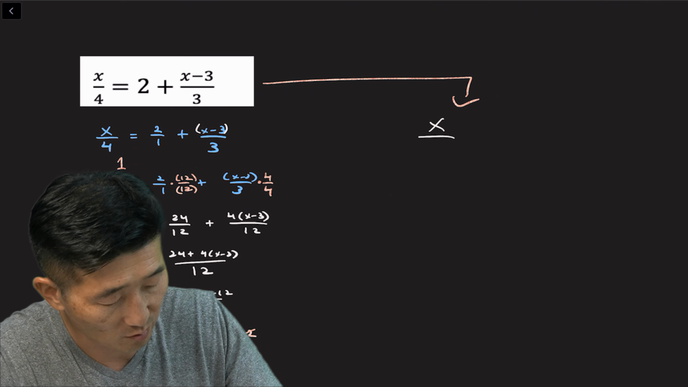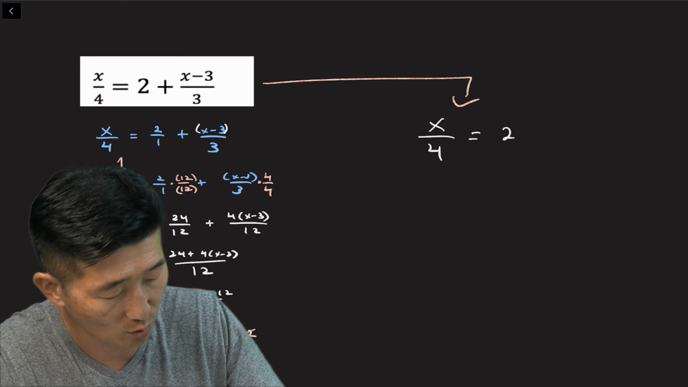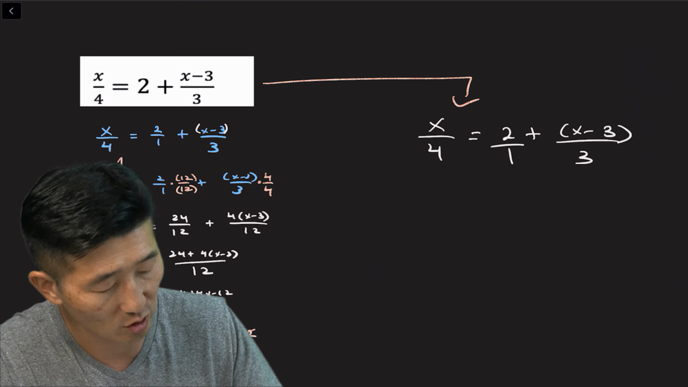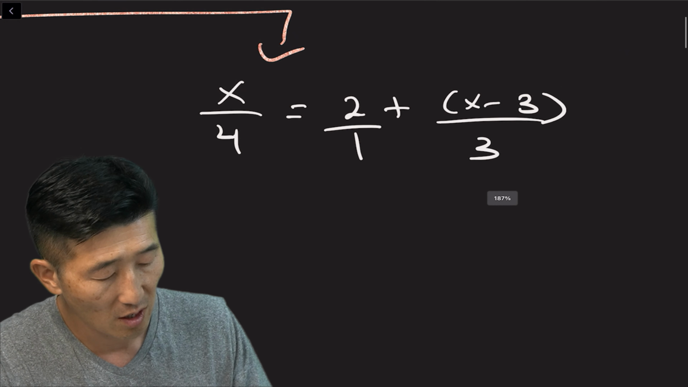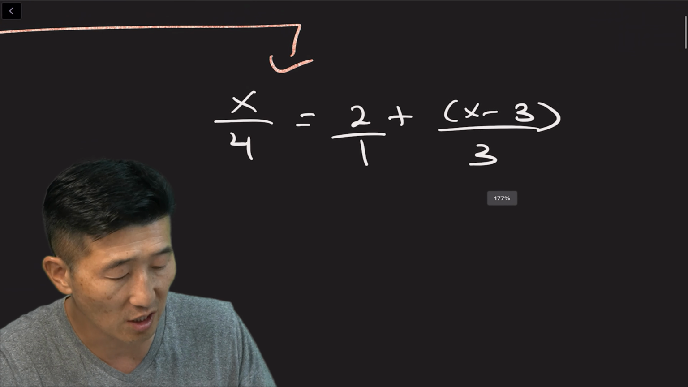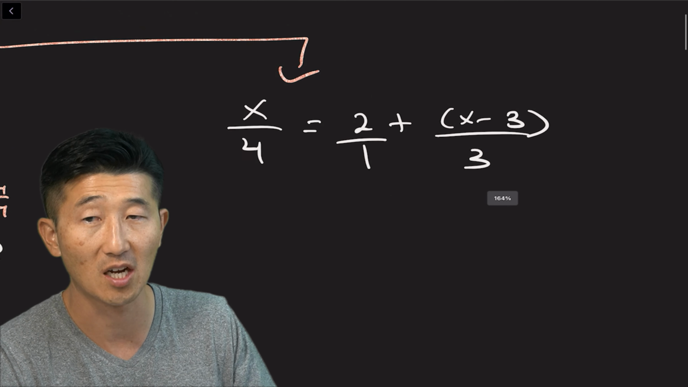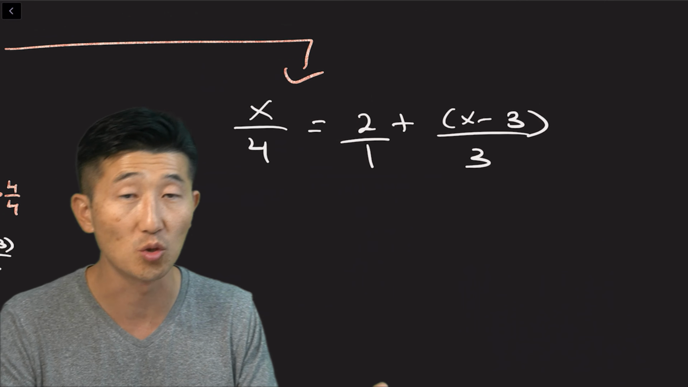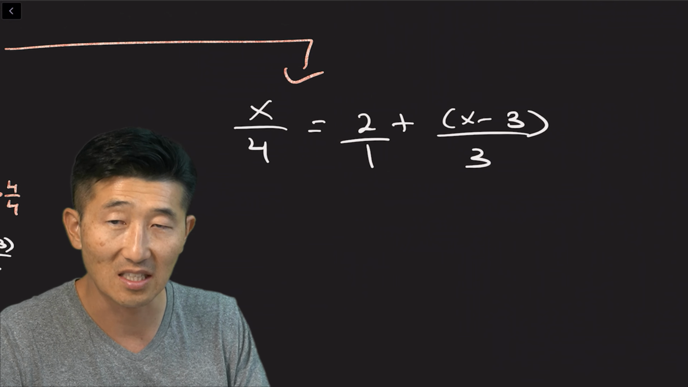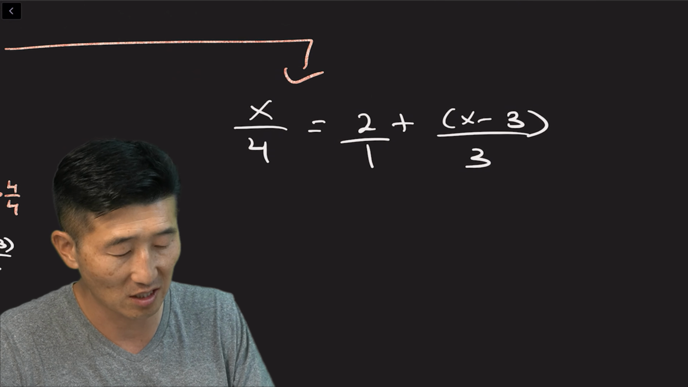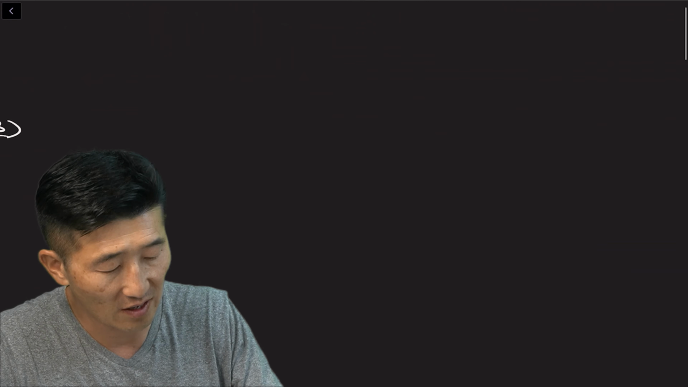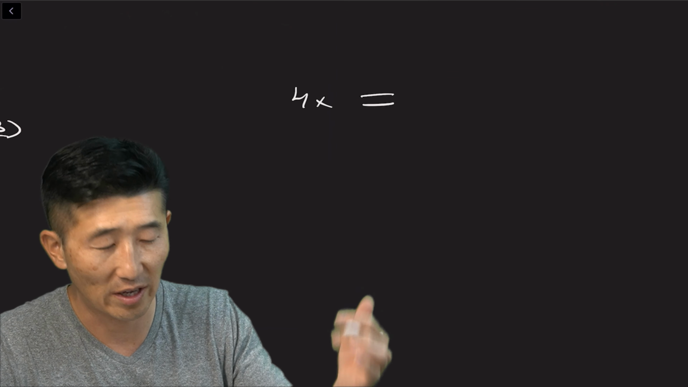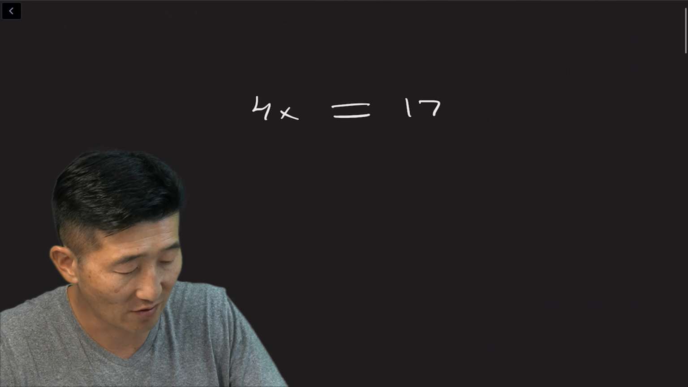Well, let's rewrite this problem again. x over 4 equals 2 plus parenthesis x minus 3 over 3, and we're going to put a 1 underneath the 2. Now what you can do here is immediately multiply both sides by the common denominator. Now again, you might be asking, well, how did you know you can do that? Well, it is a technique, but the idea is basically this. Whenever you have an equal sign, and this is just a random expression, 4x equals, let's say, 17.